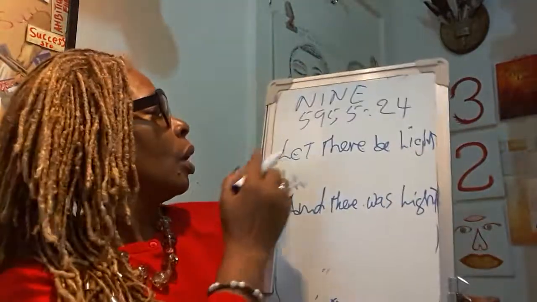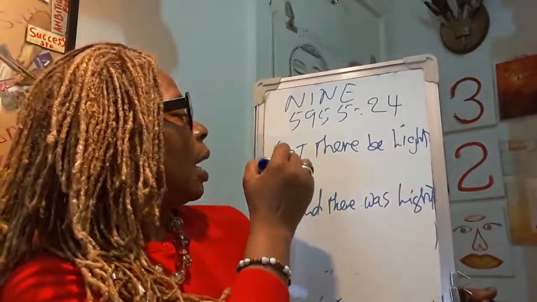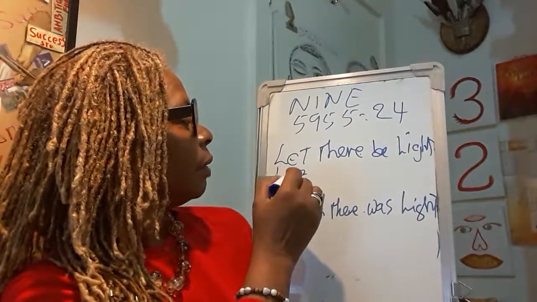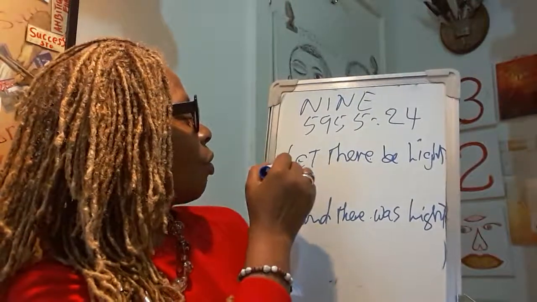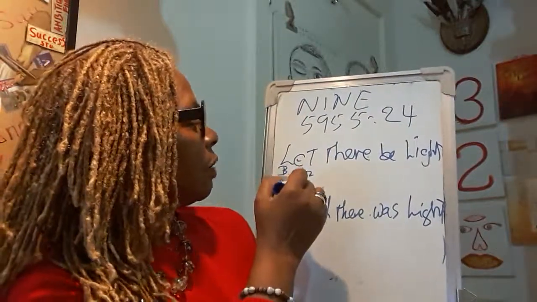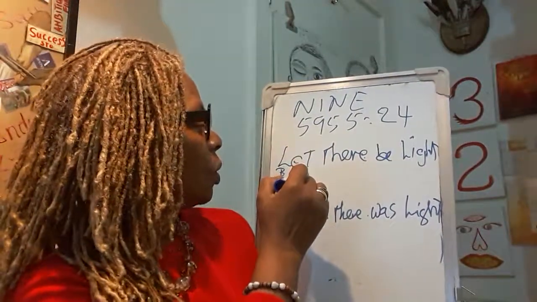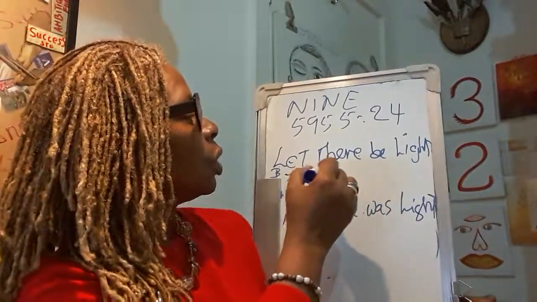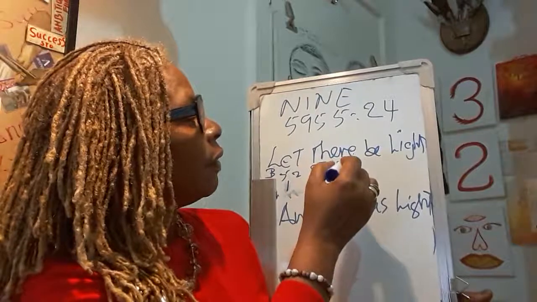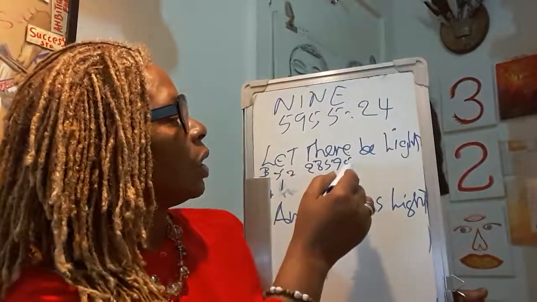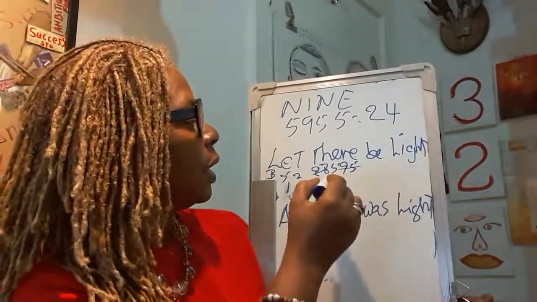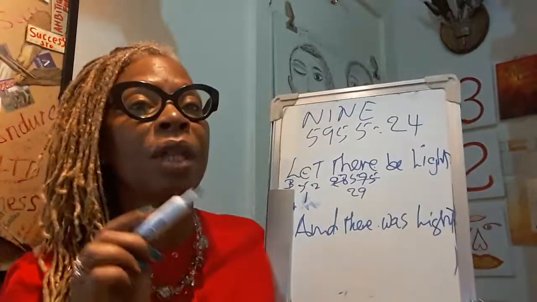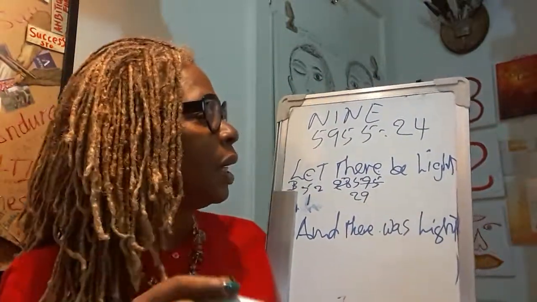So we've got 152, which gives us, is this correct? This is 3, not 5. So this gives us 10, which is 1. And this is 28595. Adding this together is 1029. So we can see the power of 29. This is what I mean about the power of 29.